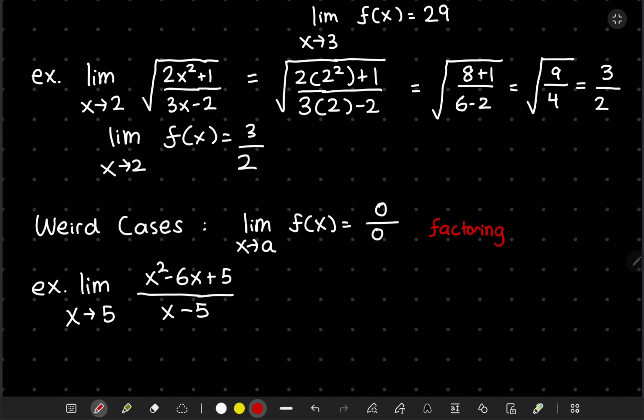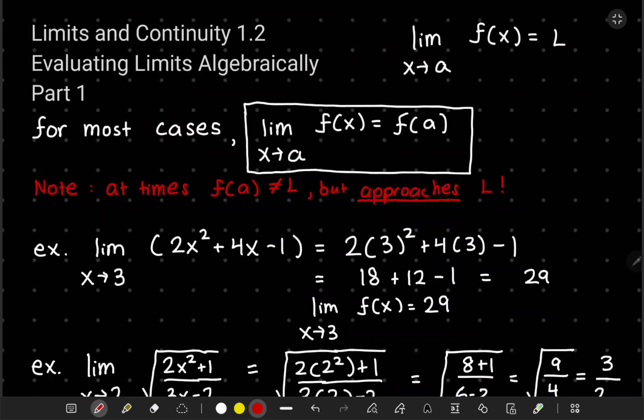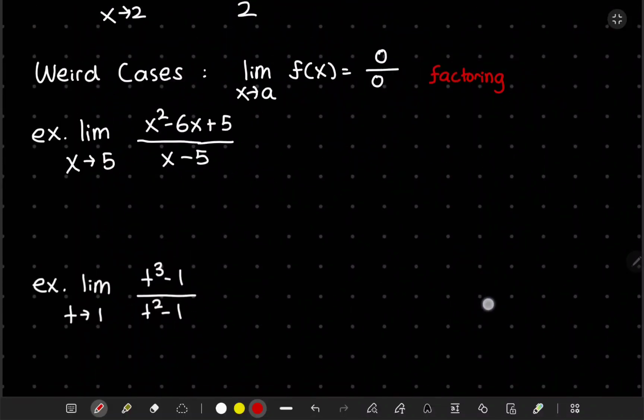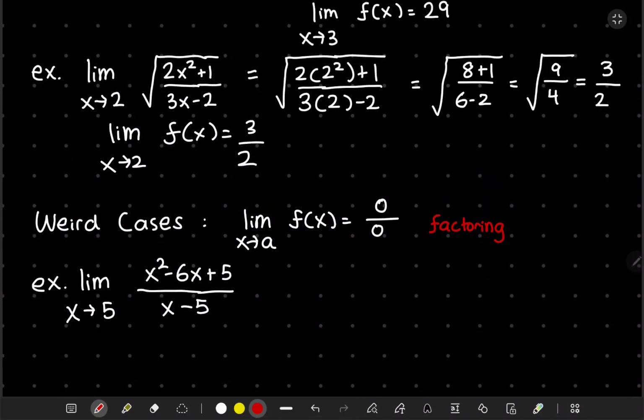So let's just try factoring for this first part. Notice how this video is going to be part 1, so there might be some other parts. If I'm trying to look at this, I notice that there's an x minus 5. That's what caused it to become 0.